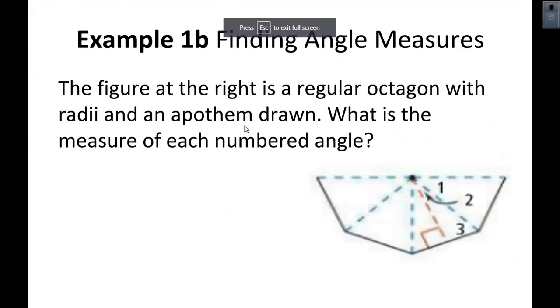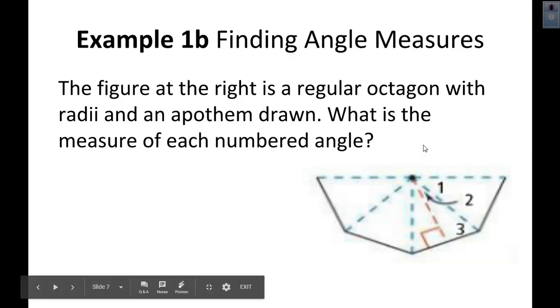All right, so let's take a look at example 1b. The figure at the right is a regular octagon with the radii and apothem drawn. What is the measure of each numbered angle? So I want you to find the measures of angles 1, 2, and 3. Now remember, this is an octagon, and the picture is only drawn of half of it. It won't always draw the entire picture.